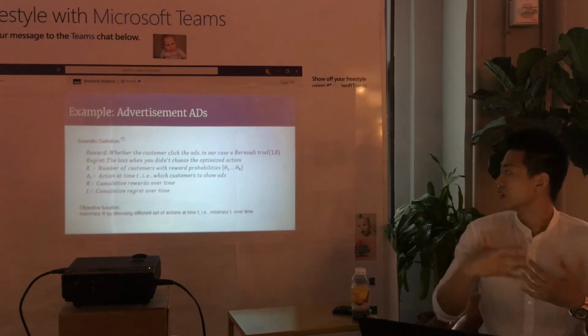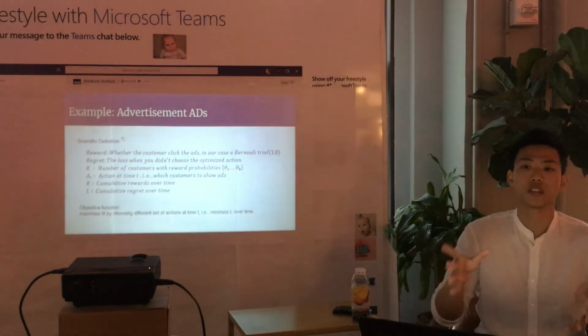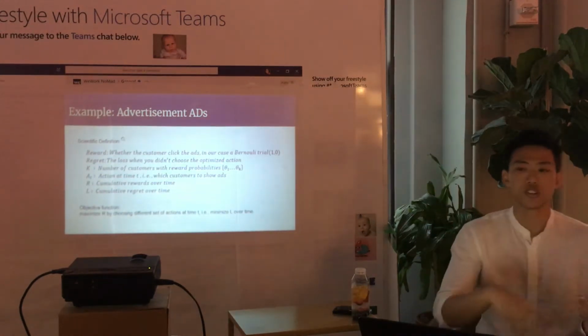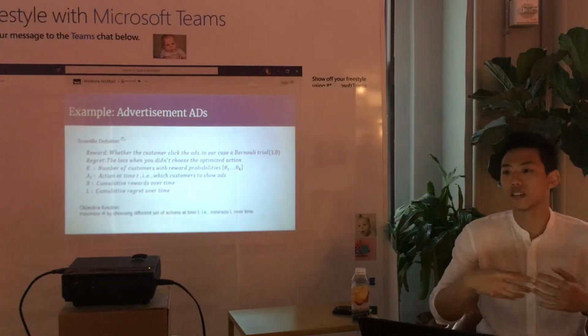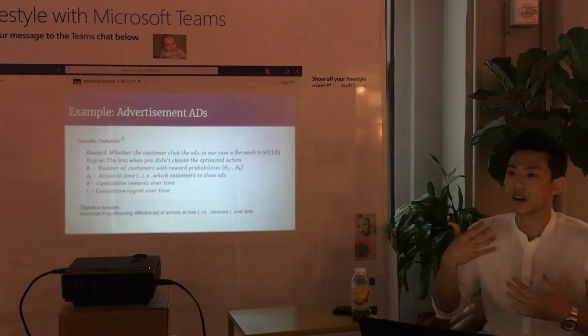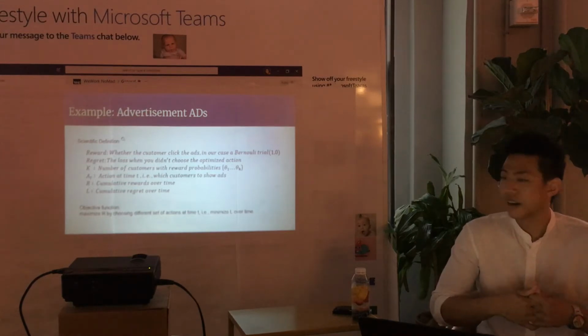So first is the reward. Reward in our case is whether the customer clicked your ads. When you show the ads to a specific customer, if I show it to Robin, whether Robin clicked or not is a 1 or 0 outcome. So it's a Bernoulli trial in our case.